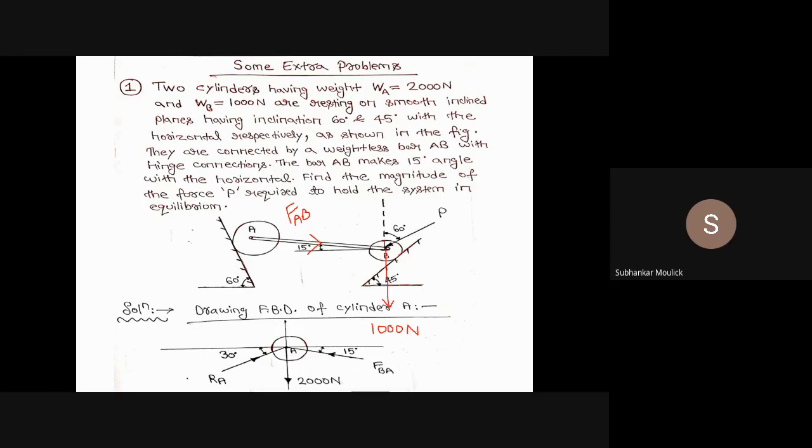And there is force P already acting at an angle of 60 degrees, and the last reaction force is the force that is exerted by this inclined plane on this cylinder B, that means in this direction. So this is your RB, and say this is your x-axis, and this is y.